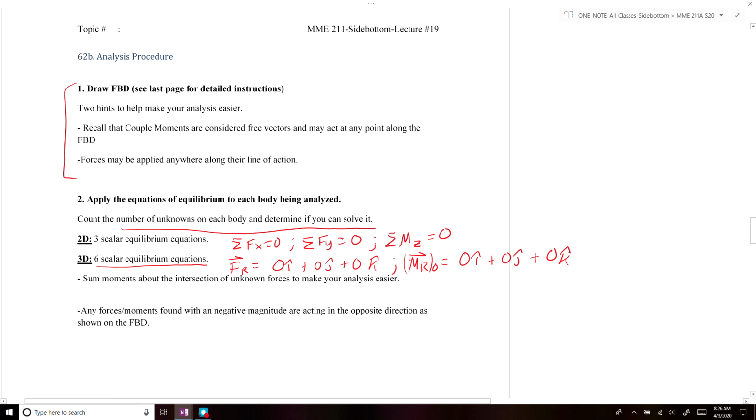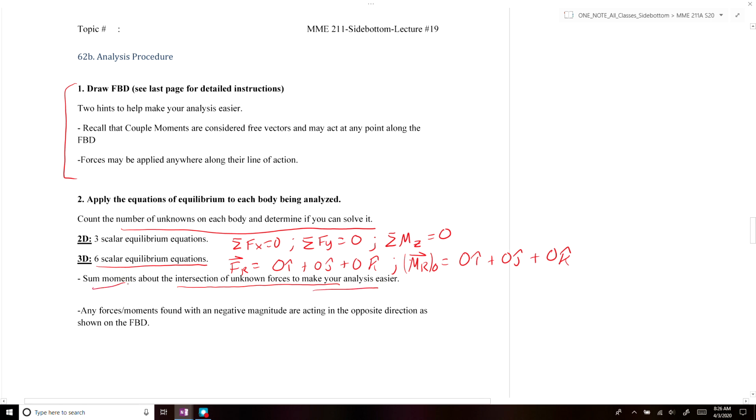All right, so when you're taking the moment in these types of problems, make sure that you take the moment about a point that is convenient. If there's an intersection or a point where multiple unknown forces are intersecting, that will make your analysis easier. So you should take the moments about that point.